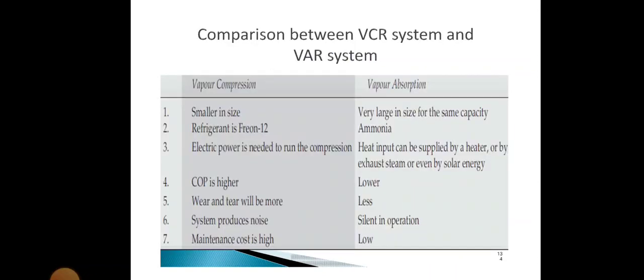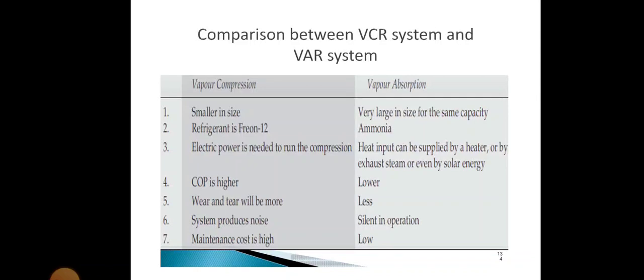These are the differences between vapor compression and vapor absorption. Vapor compression means small in size. Vapor absorption means very large in size for the same capacity. Here the refrigerant Freon is used. In the vapor absorption system, ammonia is used. Here electric power is needed to run the compressor. Here heat input can be supplied by a heater, by exhaust steam, or even by solar energy.